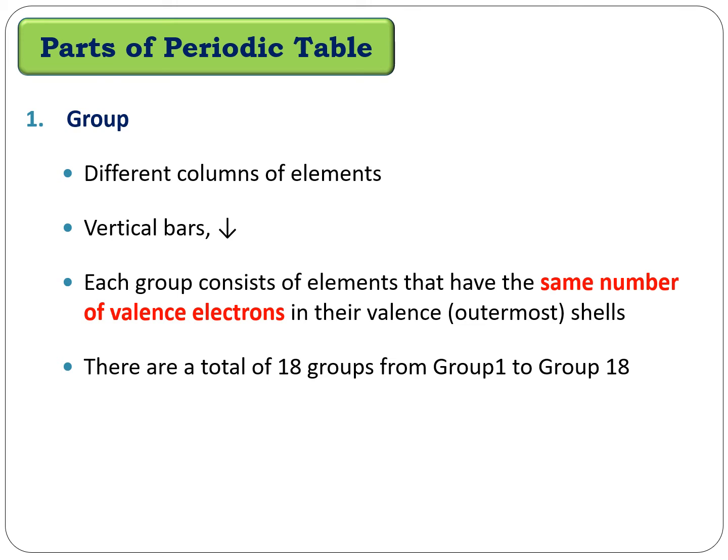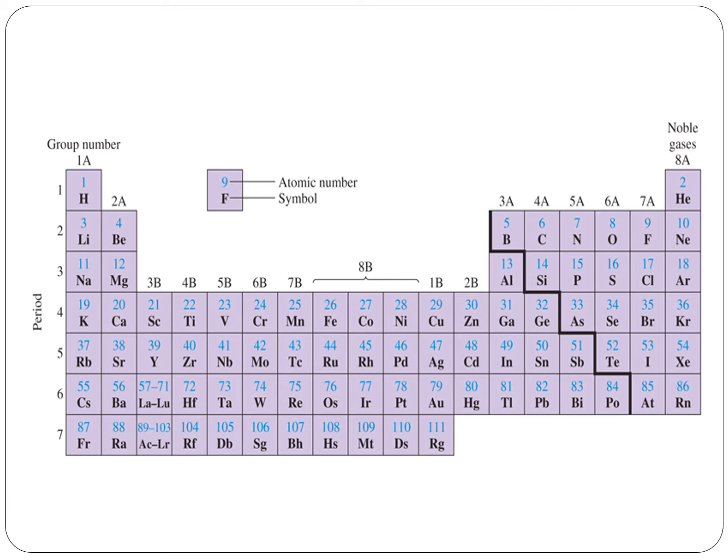Parts of the periodic table: we must know what a group is. A group means a different column of elements, normally the vertical lines. A group consists of elements that have the same number of valence electrons, meaning the outermost shell is the same. The total is 18 groups, from group 1 to group 18. When we draw the electron configuration, the last number must be similar, so they come from the same group.